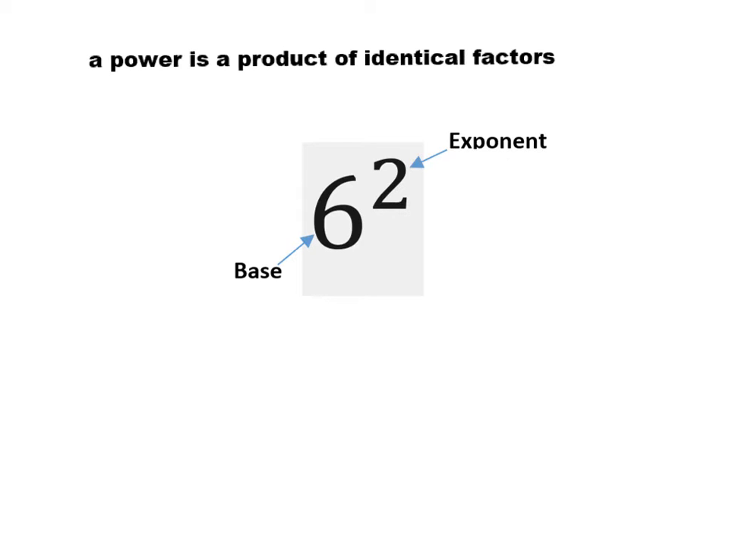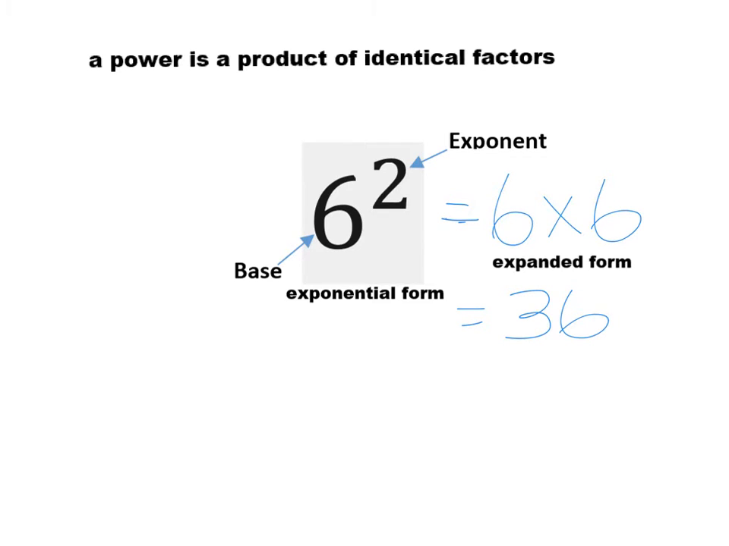The exponent tells how many factors there are. In the example on the screen, 2 is the exponent, which means that 6 will be multiplied 2 times: 6 times 6, which equals 36. When we write a power as 6 to the power of 2, as we have here, it is called exponential form. When a power is written as 6 times 6, like we have here, it is called expanded form.